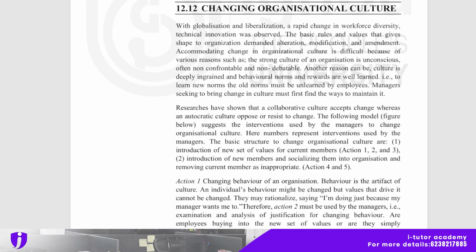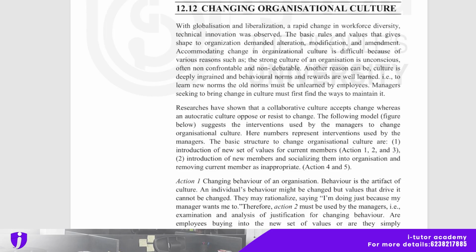Accommodating change in organizational culture is difficult for various reasons. The strong culture of an organization is unconscious, often non-comfortable and non-debatable. Another reason is that culture is deeply ingrained, and behavioral norms and rewards are well learned. To learn new norms, the old norms must be unlearned by employees. Managers seeking to bring change in culture must first find ways to maintain it.